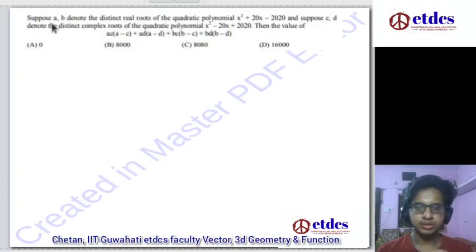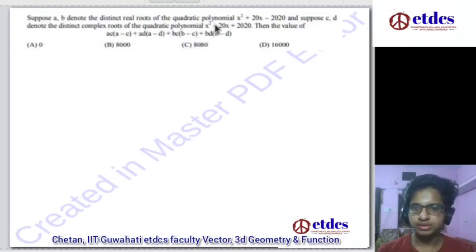First question. Suppose a and b denote the distinct real roots of the quadratic polynomial x square plus 20x minus 2020, and suppose c and d denote the distinct complex roots of this equation. Then the value of this is a single correct option.